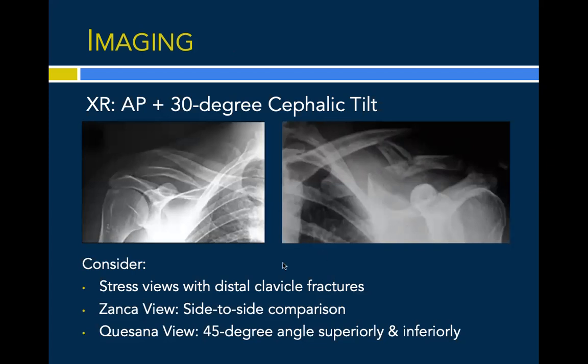You can consider stress views, especially with the distal clavicle fractures, if you want to evaluate the stability of those coracoclavicular and acromioclavicular ligaments. A Zanca view is a nice wide side-by-side comparison. And then a Kasana view is 45 degrees superiorly and inferiorly oblique views to the clavicle. So if you can't see everything you need with that 30-degree cephalic tilt, you can ask for the Kasana views.